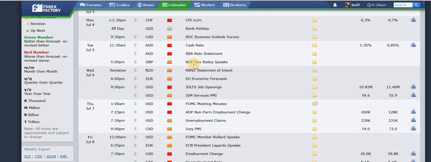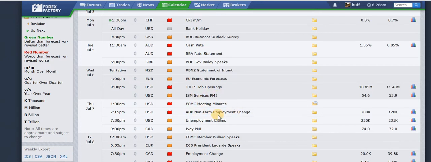That's big news. Moving down the list, Wednesday, next is US JOLTS job openings. Again, you can click on that yellow envelope if you want to see what it means. I'm not really sure what it is, but it's high impact, so it may have an effect on the USD. And Thursday, we're starting to get a little bit busier. USD, we have FOMC meeting minutes and ADP non-farm employment changes.